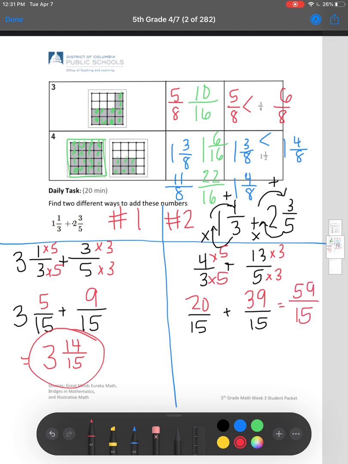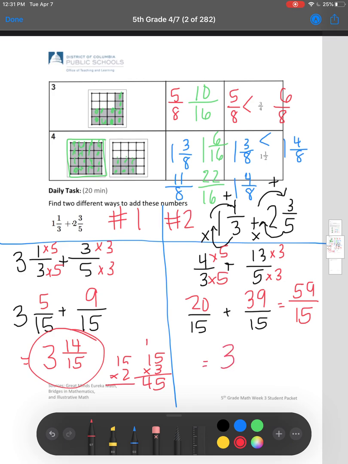And now I need to figure out, how can I put this into a mixed number? So I'm going to ask myself, how many times does 15 go into 59? And if you're not sure, you could come down here and do, okay, 15 times 2, 15 times 3. All right, and ultimately you're going to get 3 because 15 times 3 gives you 45, which is as close as you can get to 59 without going over. So I know that 15 goes into 59 3 times.